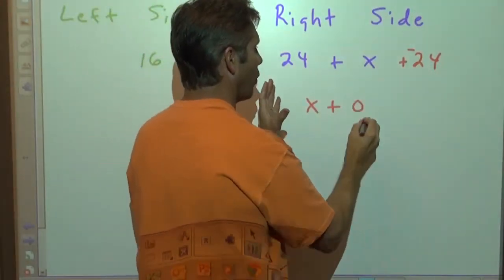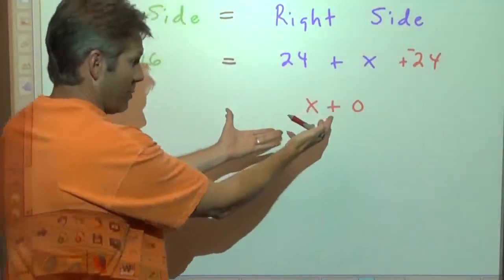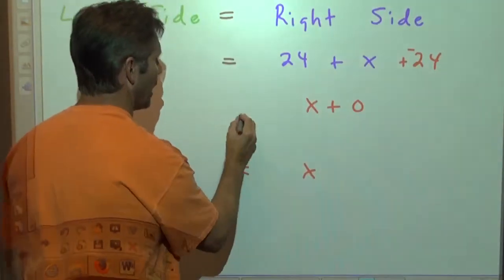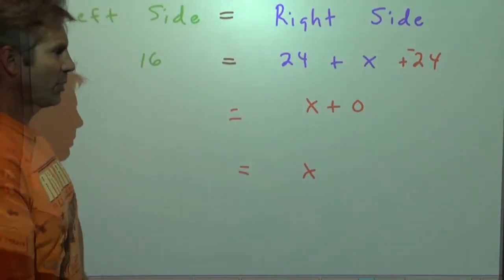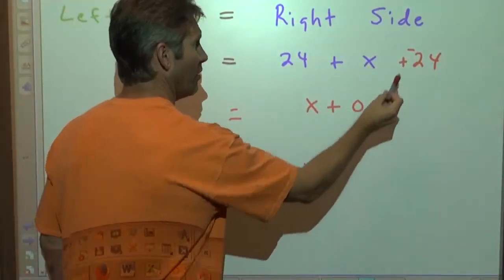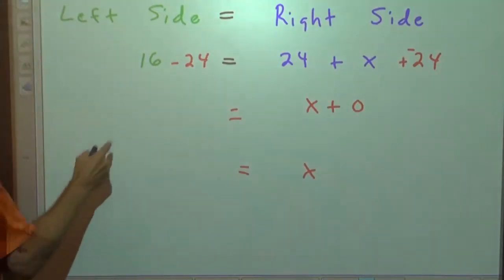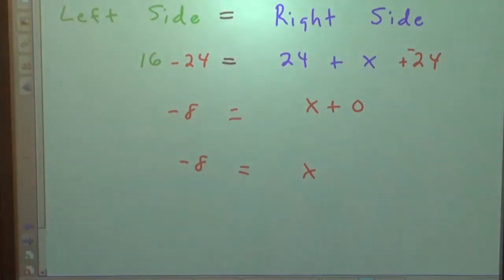We accomplished our goal. We appropriately got a 0. Additive identity. Anything plus 0 is that anything. So do you agree we accomplished the goal of getting the variable by itself on the right side? The last approach then, whatever we did on the right side to get the x by itself, we do the same thing on the left side, namely, we take away the 24. 16 minus 24 is negative 8. So in the end, our answer is x equals negative 8.